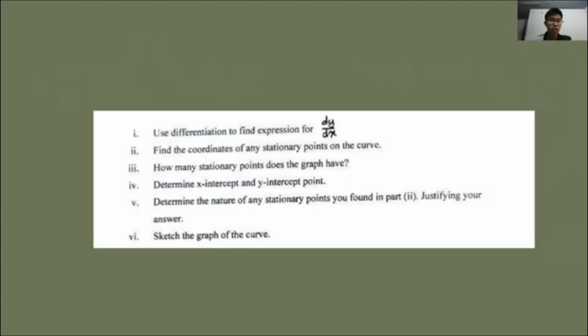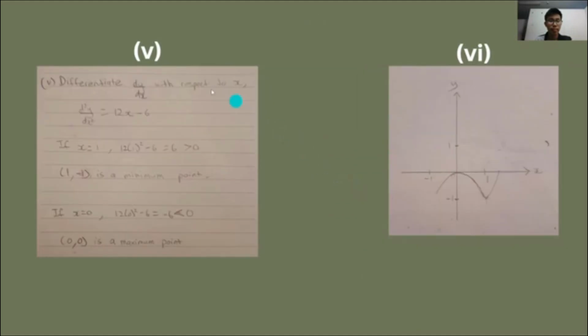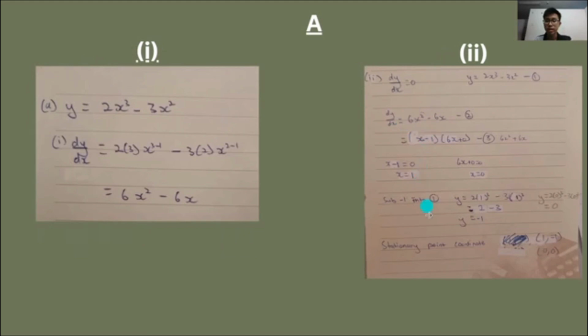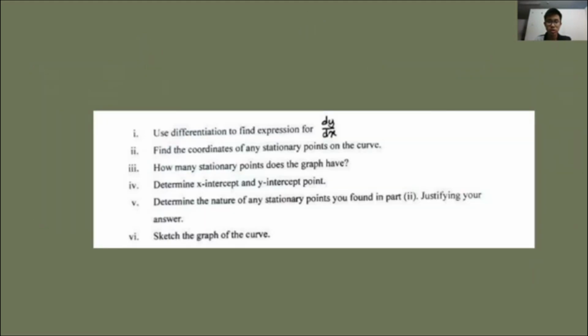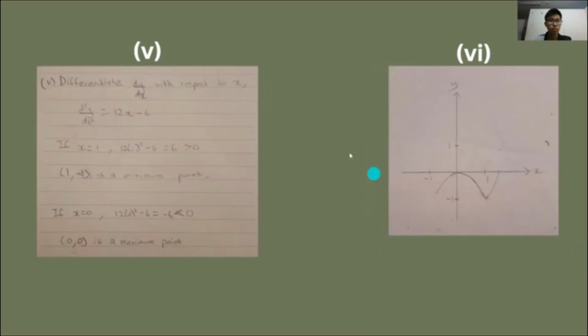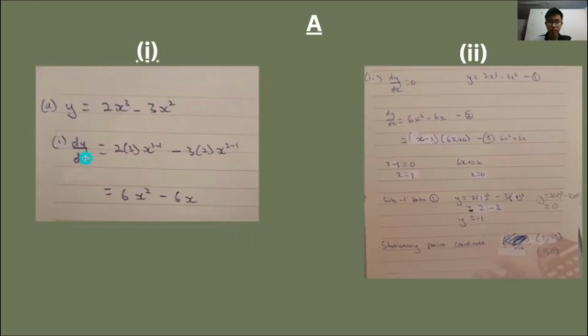The fifth one. Determine the nature of any stationary points you found in part 2. Justify your answer. Well, from part 2, we clearly can see that the stationary point coordinates are (1, negative 1) and (0, 0). So to determine the nature of any stationary points, we will differentiate dy over dx with respect to x. And therefore, we will do a double differentiation, where the double differentiated answer will be 12x minus 6. Later on, we'll bring back the first one.